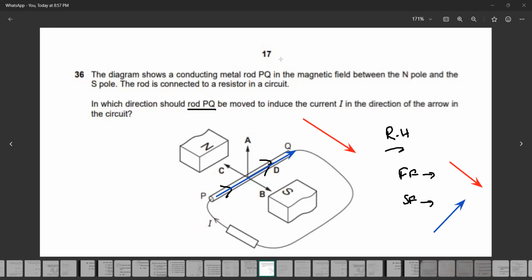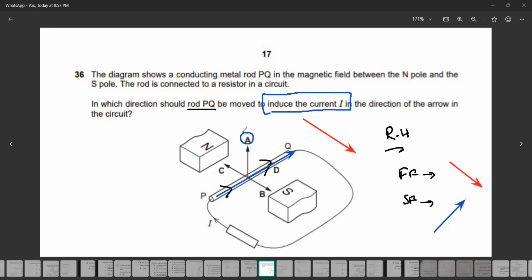Why right hand? Because we are finding an induced current, which is due to a change in the magnetic field. If the question was about the force due to a current, where a current is passing and we want to calculate the force on a wire placed in a magnetic field, we would use the left hand. But this is for induced current, so we use the right hand. Is it clear?